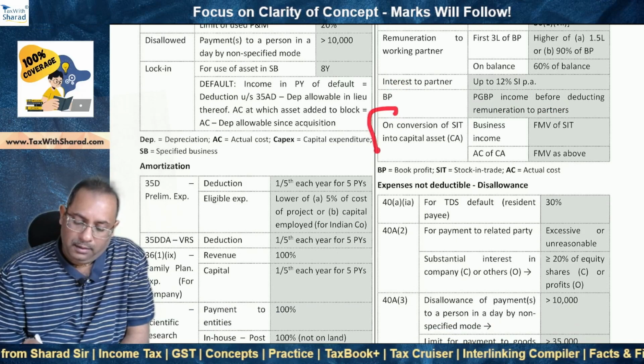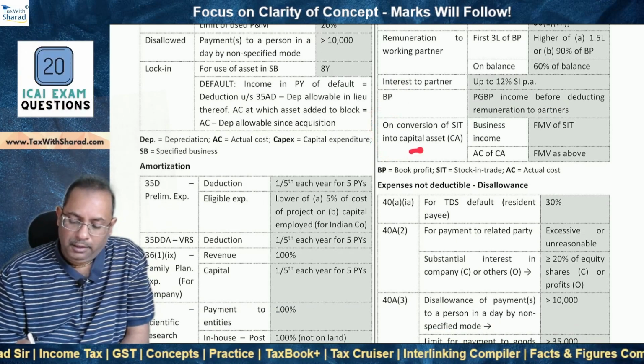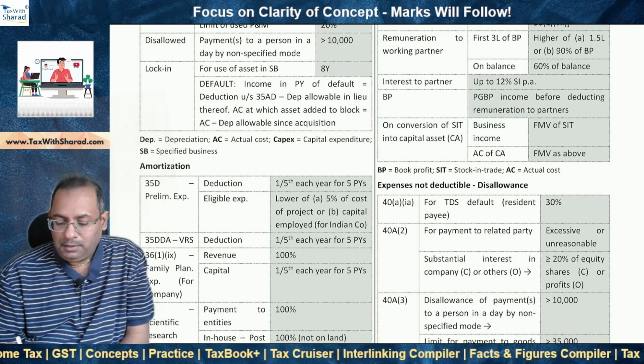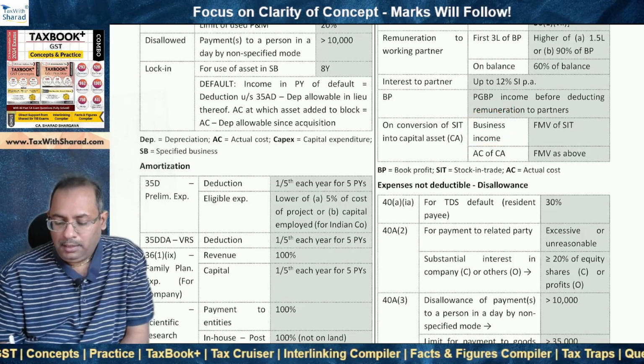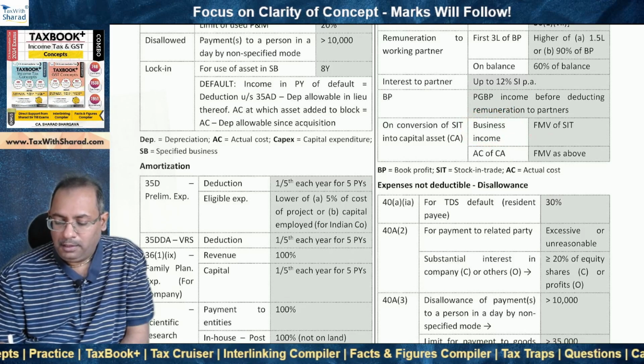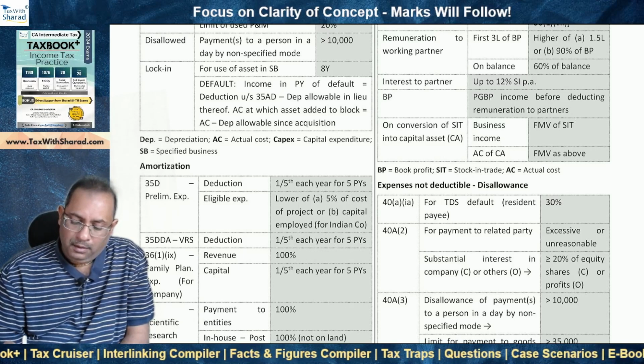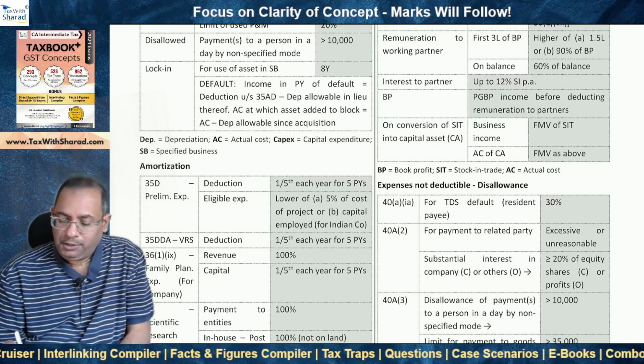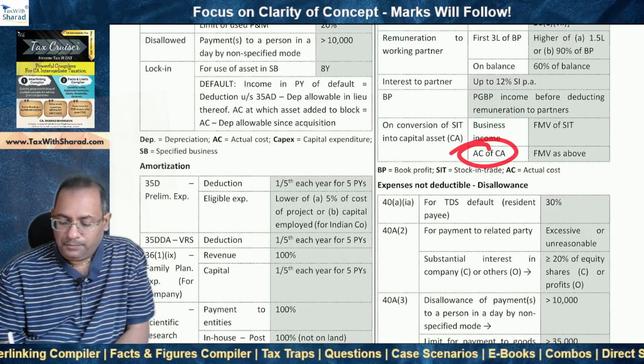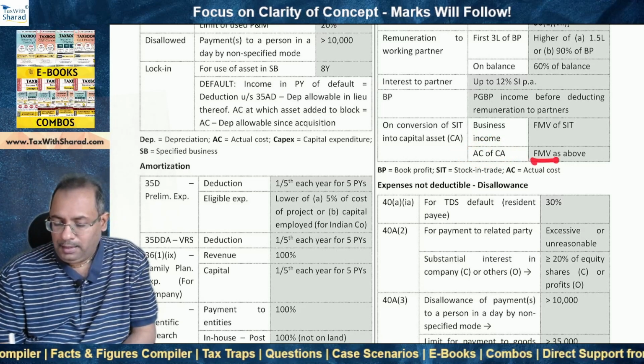In a case where a stock in trade has been converted into a capital asset, on conversion business income arises, and the value of the income is the fair market value of the stock in trade, and then it is added to the block for depreciation purposes, and the actual cost of such capital asset is taken as FMV as above.